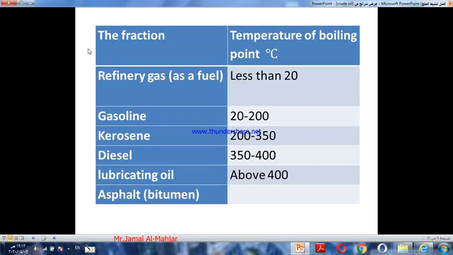Now we can write the fractions and their boiling points in this table. Here we have the refinery gas, used as a fuel, less than 20 degrees Celsius. Gasoline 20 to 200. Kerosene 200 to 350. Diesel 350 to 400, and lubricating oil above 400, and the rest is asphalt.